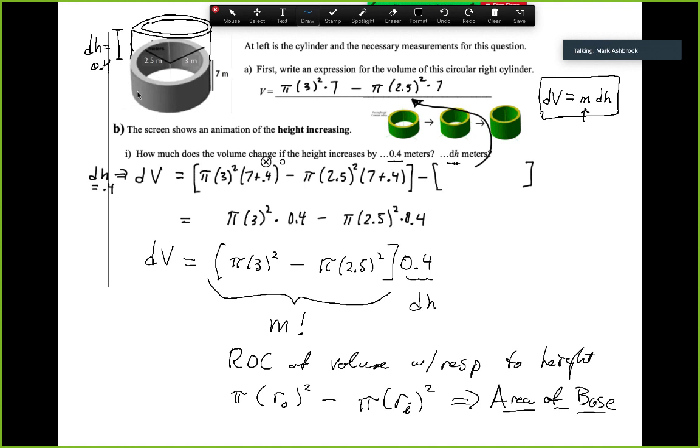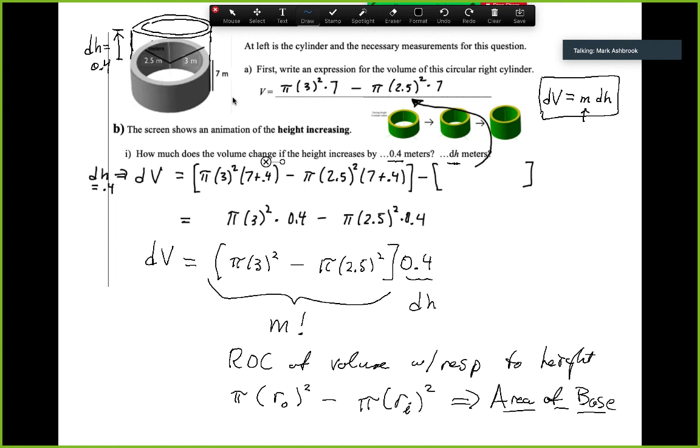Where is volume being added on here? Remember, thinking about the animation, where is area being added on? On the sides? Height. No, the height, right? It's growing in height. dh, we're adding height to this. So where is it growing? It's growing on the top.